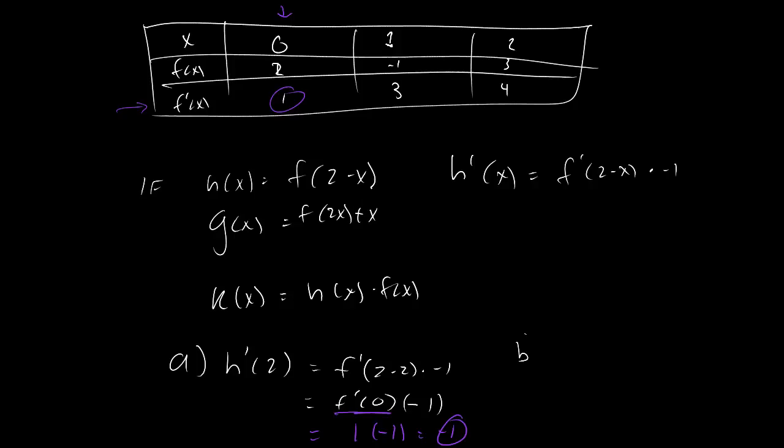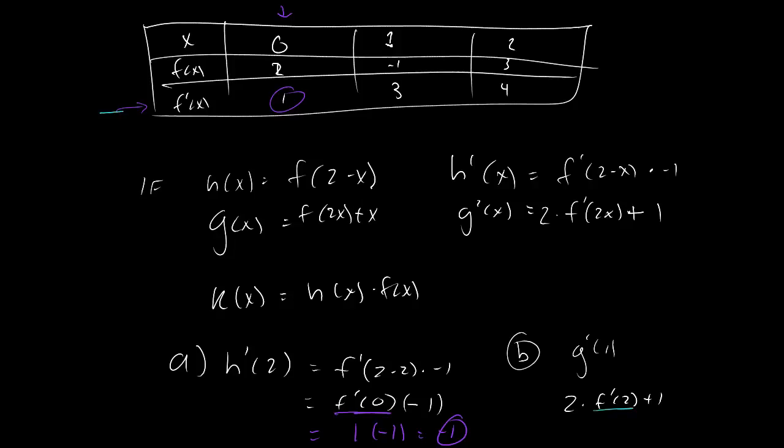B asks us for g prime of 1. So I need my g prime. G prime of x is equal to f prime of 2x times 2. I'm going to put it out front, and then I have plus 1 because of that. So I'm going to plug 1 into my equation. I'm going to get 2 times f prime of 2 plus 1. So f prime of 2, I'm looking down my f prime column. I'm looking down my 2 column, and I get 4. So this is 2 times 4 plus 1, which equals 9.